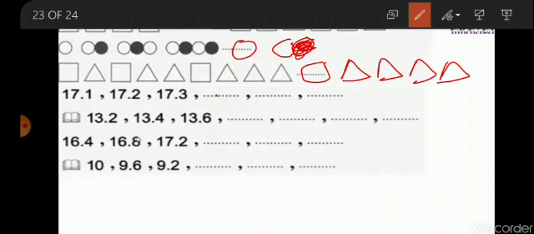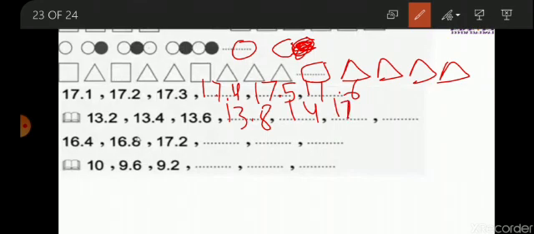This is decimal numbers. Patterns in decimal numbers: 17.1, 17.2, 17.3, 17.4, 17.5. 13.2, 13.4, 13.6, 13.8, 14, 14.2, 14.4 and so on. 16.4, 16.8, 17.2. Jump how many? Excellent, 0.4.